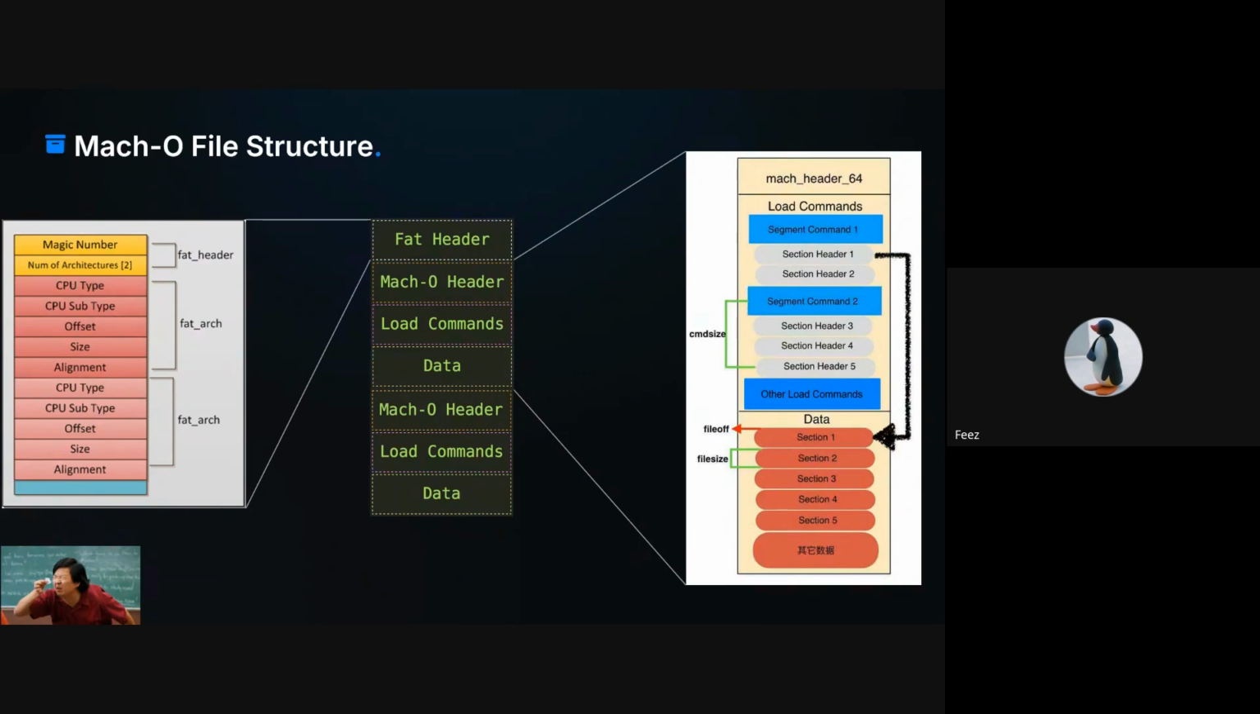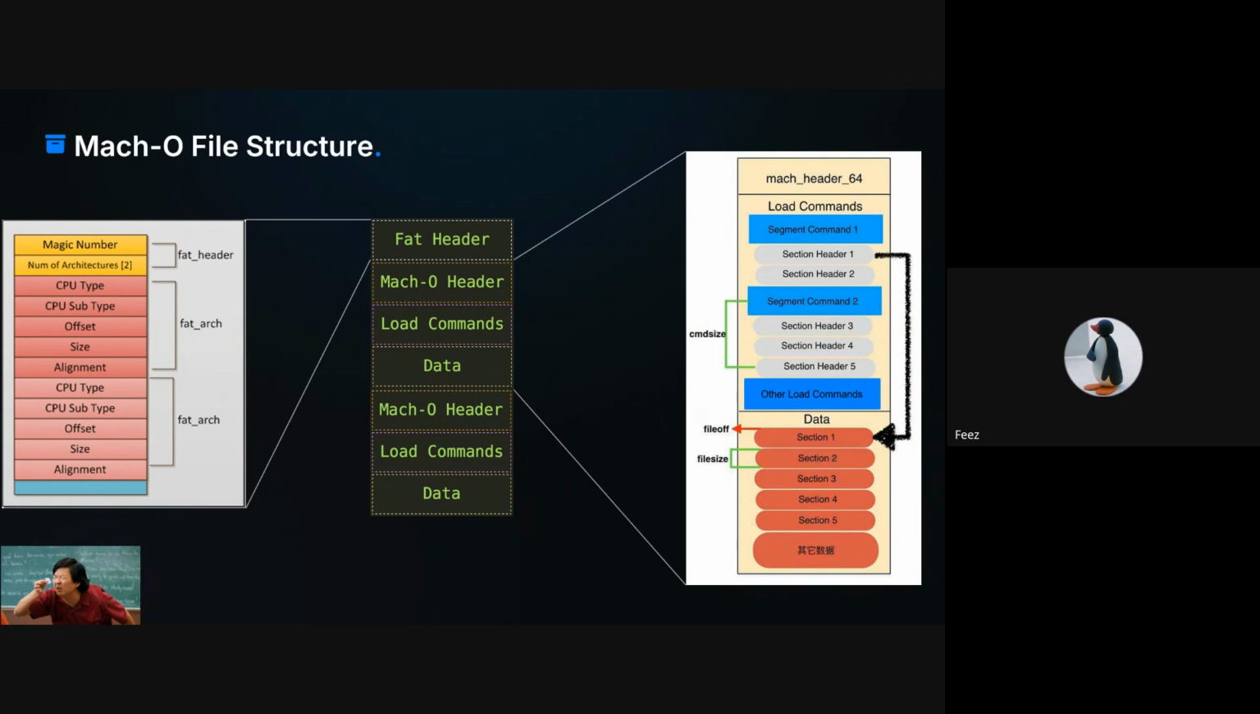It's on the left. First, in the fat header is the magic number to identify the file as a fat binary. Same like Windows, where the magic number is called MZ, macOS has its magic number, called CAFEBABE. Yeah, it is what it is.